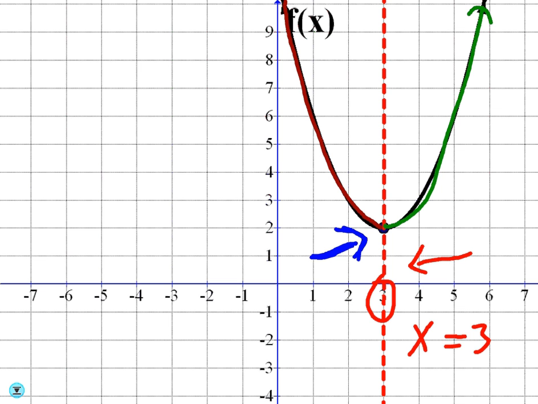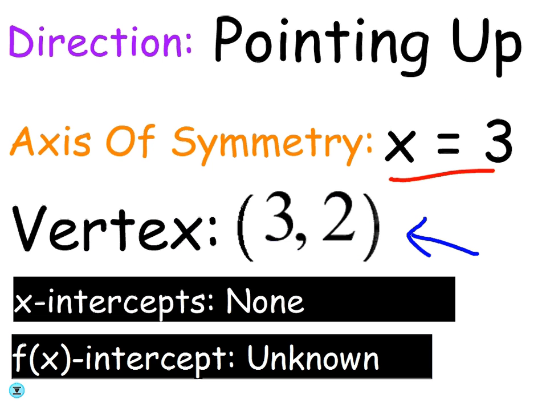Now, y-intercept, I put unknown because we know that this graph is going to keep going up. It will cross somewhere. It looks like it crosses maybe at 11. If you don't know, you don't know. You just put unknown. You know it will cross, so you can't put no y-intercept or no f of x-intercept, but you just don't know where. So I put unknown.